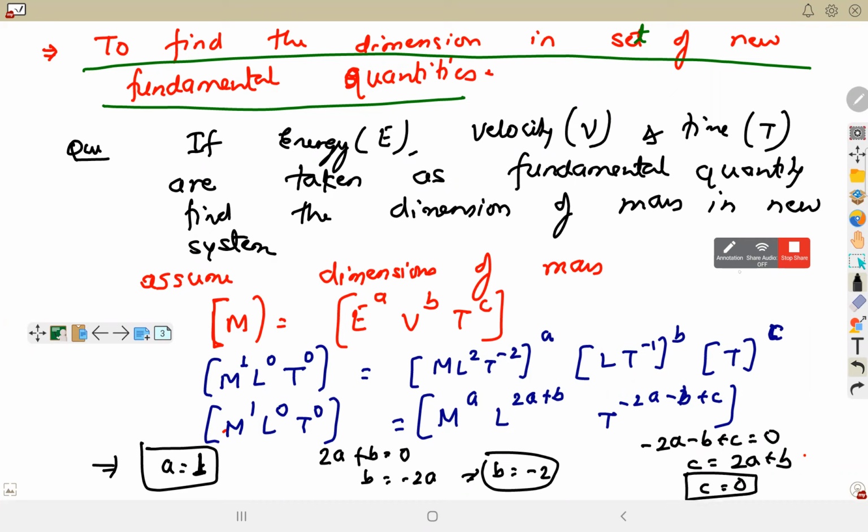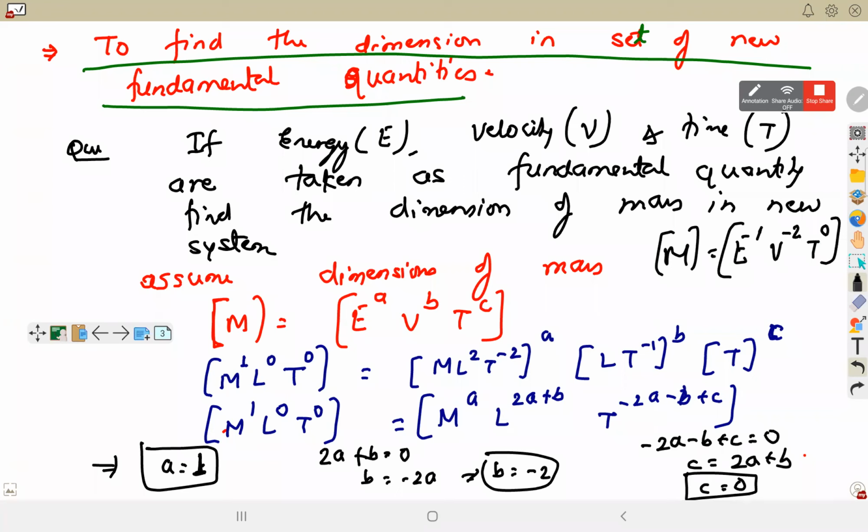So in this new system of fundamental quantities, the dimension of mass is E raised to power 1, V raised to power minus 2, and T raised to power 0. This is the new dimension of mass.